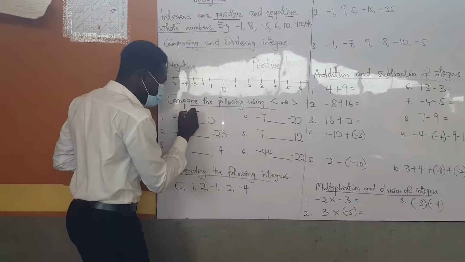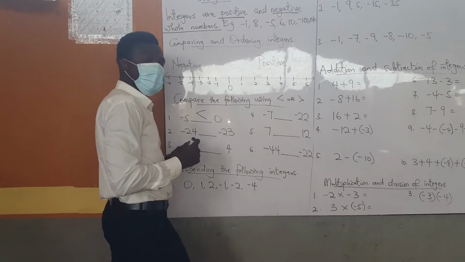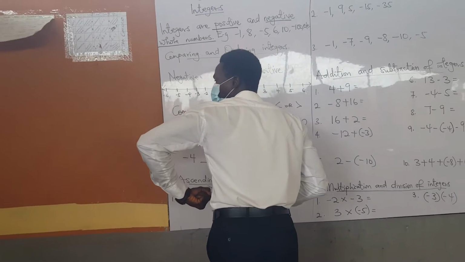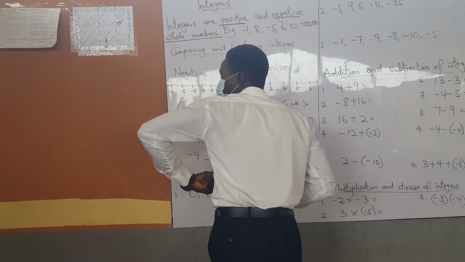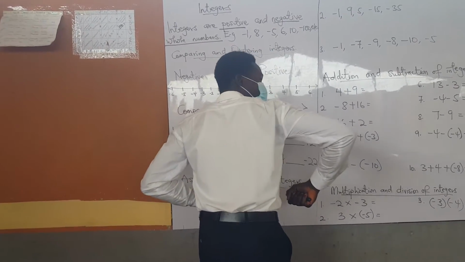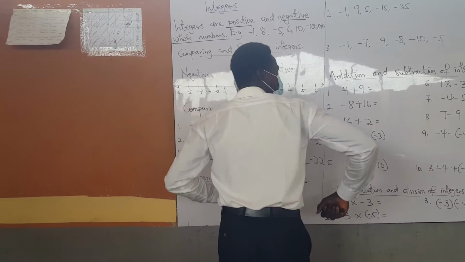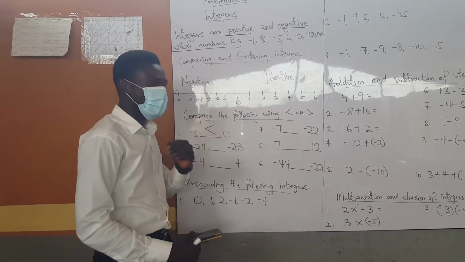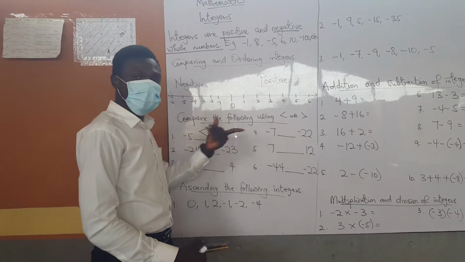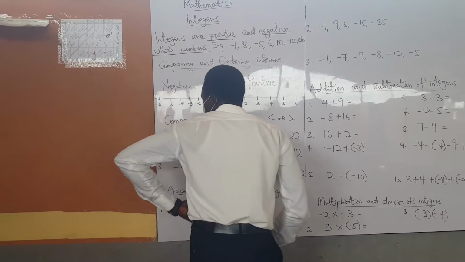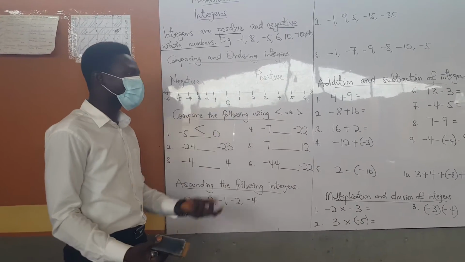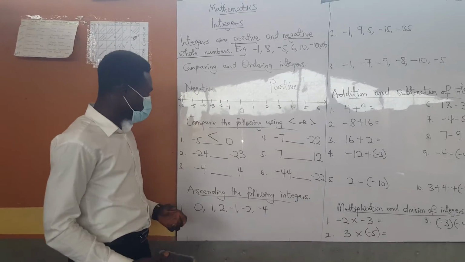I'm going to say the less than, because the less than is indicated with our left hand. So this is our left, greater than, and these are less than, and these are greater than sign. So because negative 5 is less than 0, we are going to indicate the less than sign. That is all about the comparison of integers.